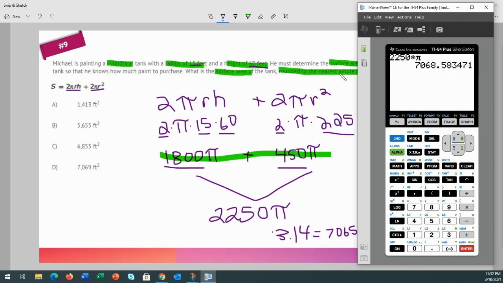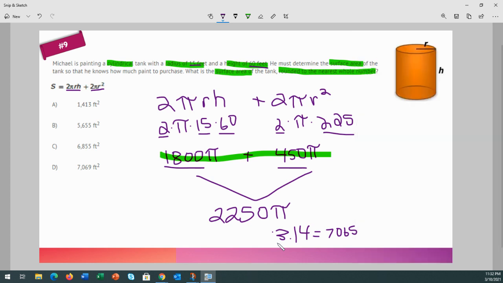Rounded to the nearest whole number, it rounds up to 7,069. So why did I go through all that? If you don't have a graphing calculator and you just need to use a plain old calculator and type 3.14 for pi, you need to be prepared for your answers to be just a smidge off.